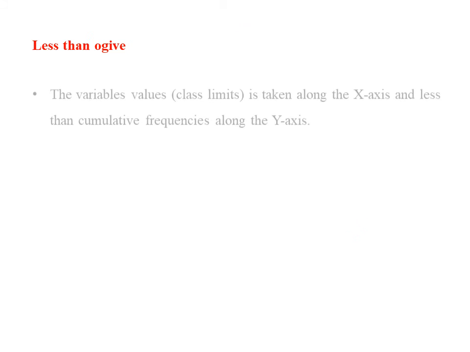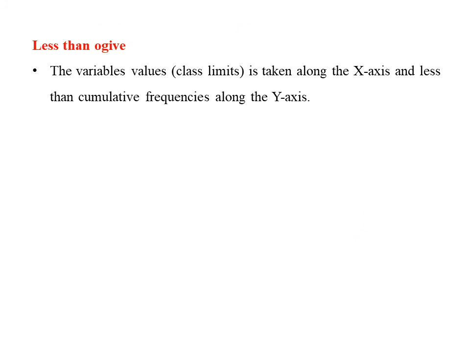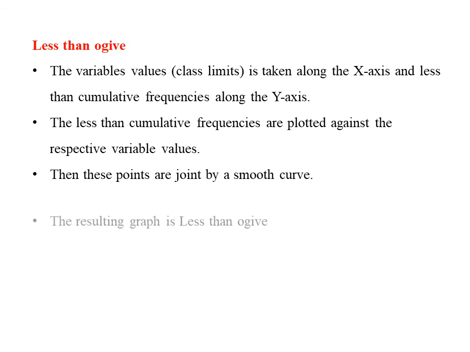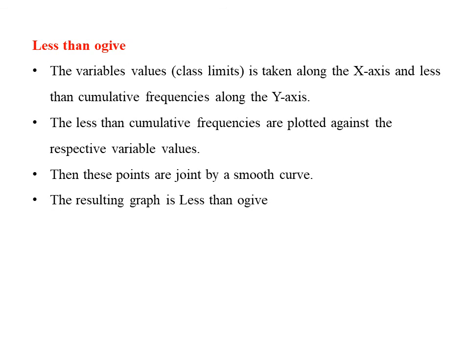For less than ogive, the values, that is the class limits, are taken along the x-axis and the less than cumulative frequencies are along the y-axis. The less than cumulative frequencies are plotted against their respective variable values. Then these points are joined by a smooth curve. The resulting graph is called less than ogive.